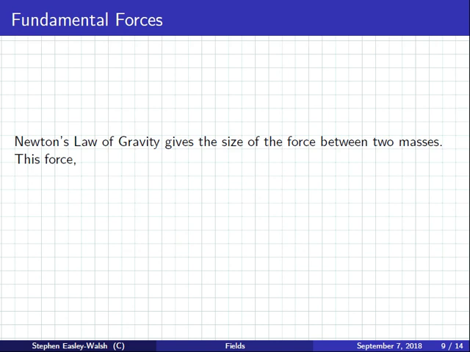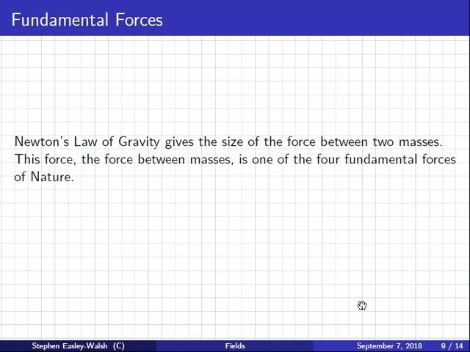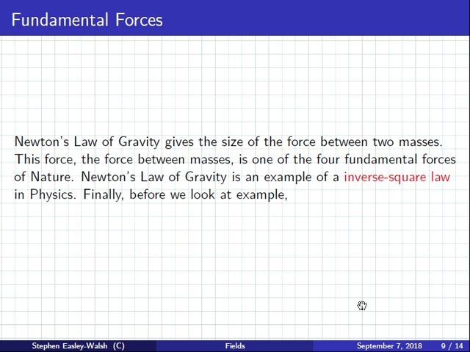Newton's law of gravity gives the size of force between two masses. This force is one of the four forces of nature. And it's also an example of an inverse square law. So, before we go on, I just want to point out how small the G is. This makes gravity a very weak force.